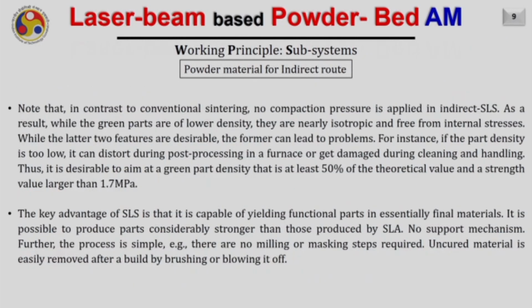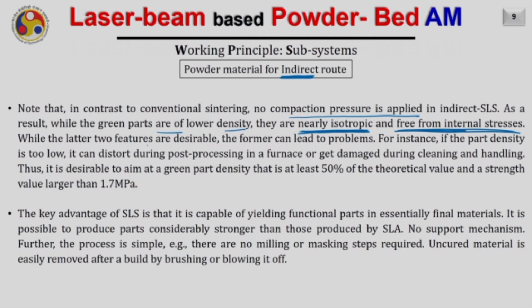So, one very important thing we can note in the case of the indirect route of SLS is that no compaction pressure is applied. As a result, while the green parts are of lower density, they are nearly isotropic. You go in any direction, the property remains the same. That is why they are free from any internal stresses as well.